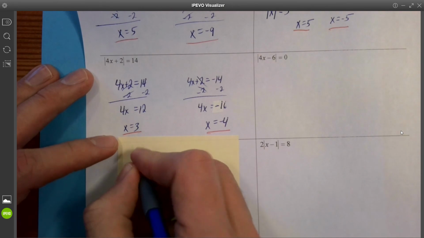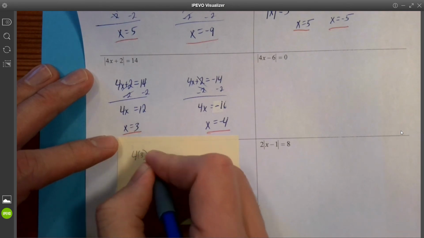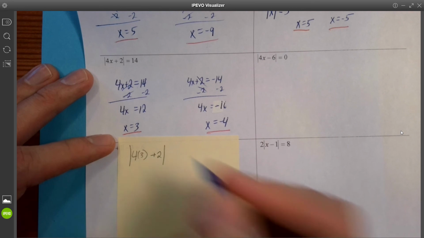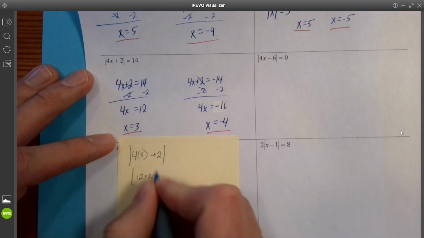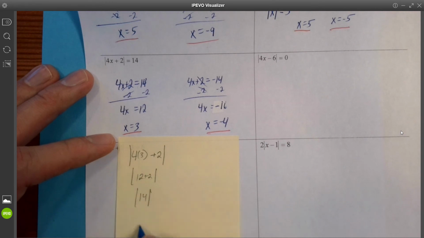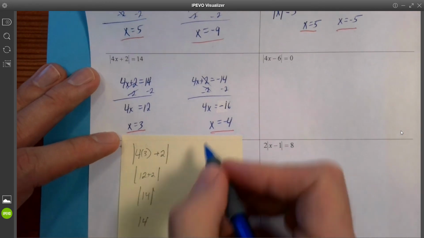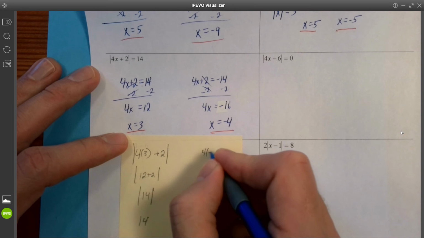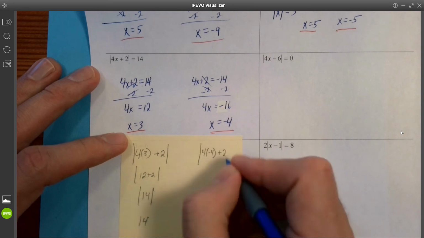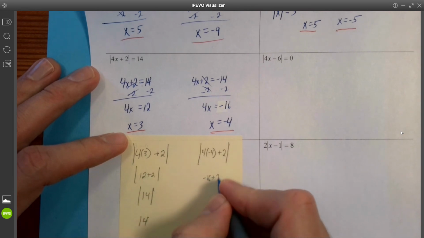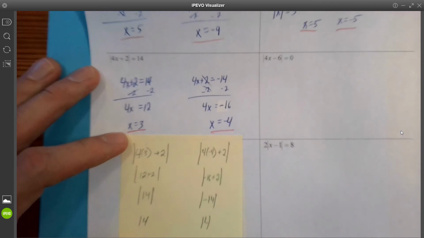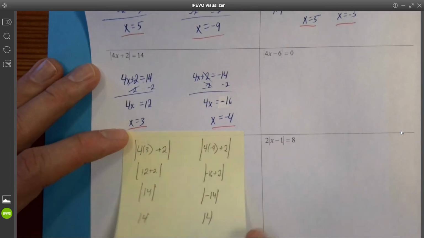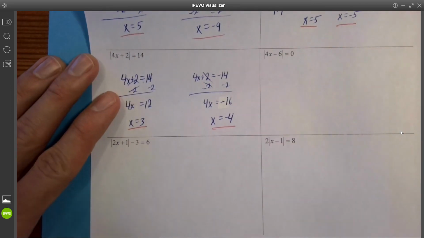Hint, hint. So 4 times 3 plus 2, and we're going to take the absolute value of that. And if I get 14, then I'm happy, right? So this is 12 plus 2, and that's absolute value of 14. Absolute value of 14 is, well, 14. All right, cool. Let's check this one. 4 times negative 4 plus 2, take the absolute value of that. That's negative 16 plus 2. Well, negative 16 plus 2 is negative 14. And the absolute value of negative 14 is, well, it's 14. Ah, it does work. Great. That's going to come in handy on some other problems in just a few minutes. In the meantime, let's move on.